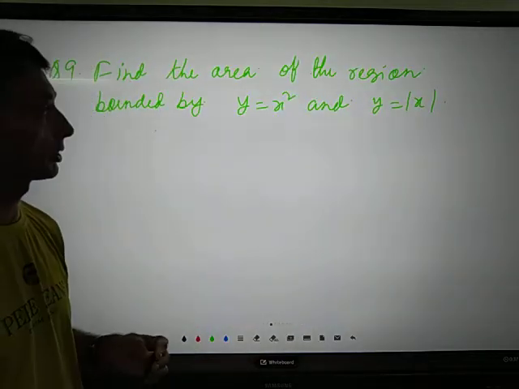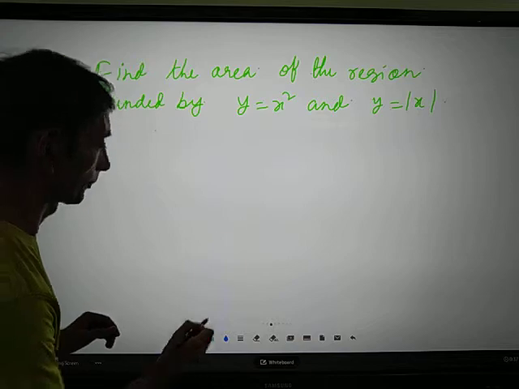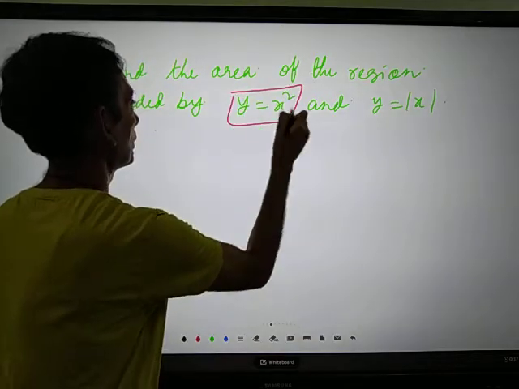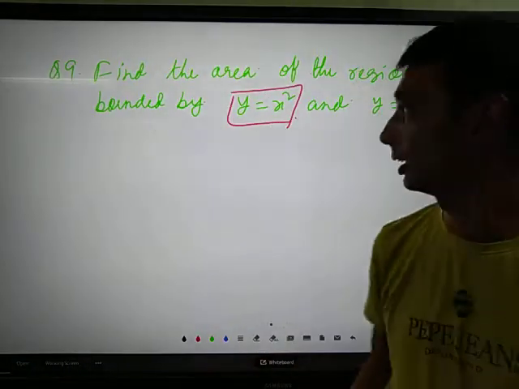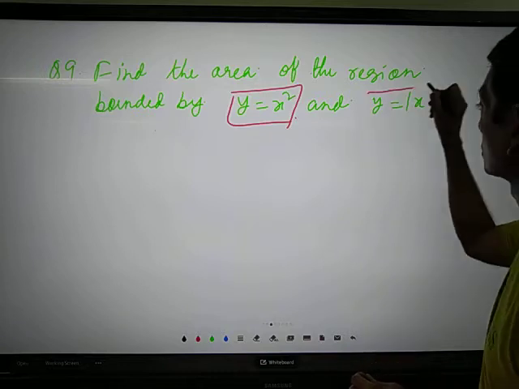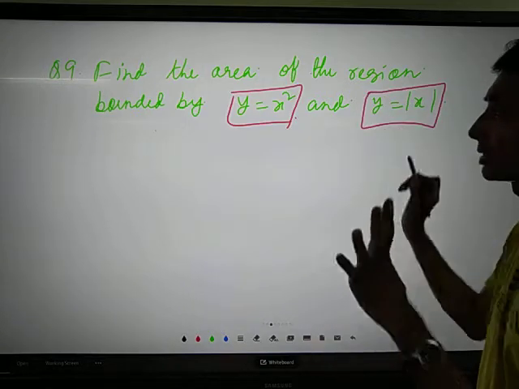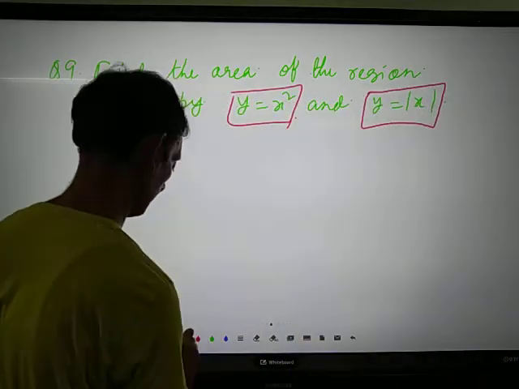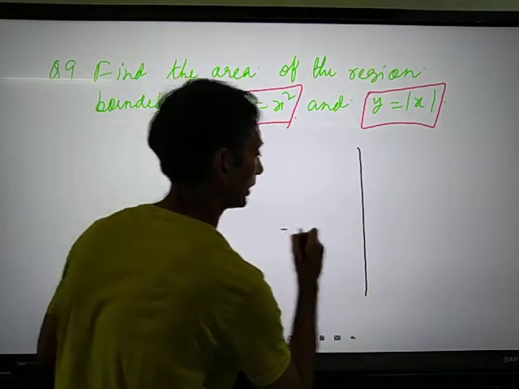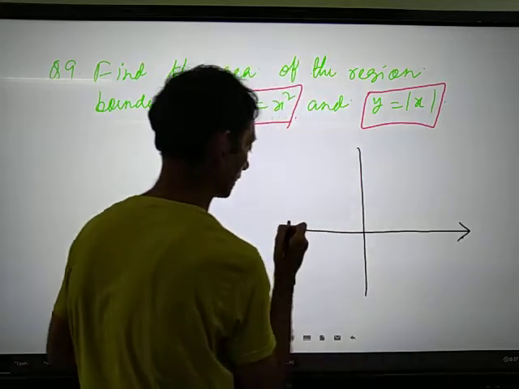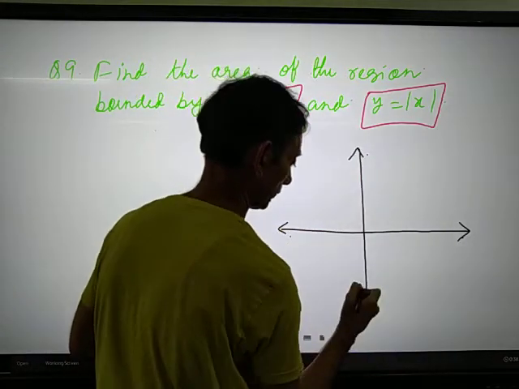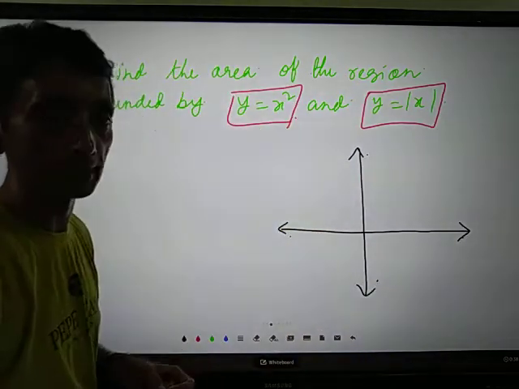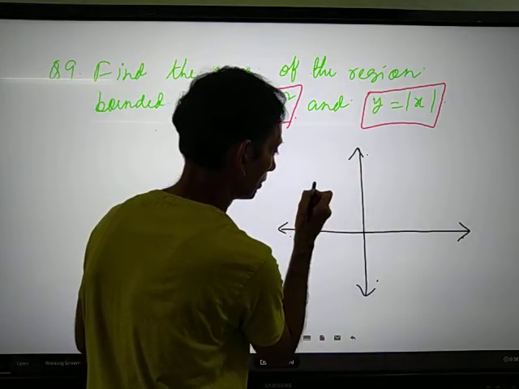Find the area of the region bounded by y is equal to x squared and y is equal to mod x. So quickly, as very simple questions, quickly we'll draw the graph. And if we draw the graph, then from the graph itself you can get the answer. Okay? First, we'll draw the graph y is equal to x squared. So it's an open up parabola.